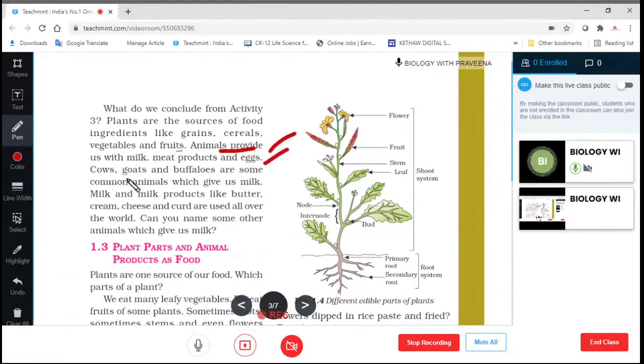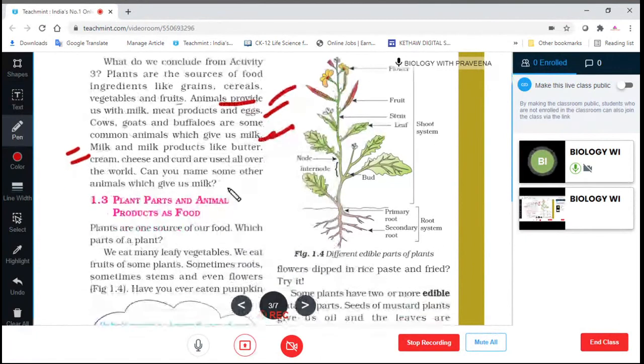Cows, goats and buffaloes are some common animals which give us milk. So from cows, goats and buffaloes we get milk. And milk and milk products like butter, cream, cheese and curd are used all over the world. Can you name some other animals which give us milk? So here they are asking, can you name any other animal which gives us milk?